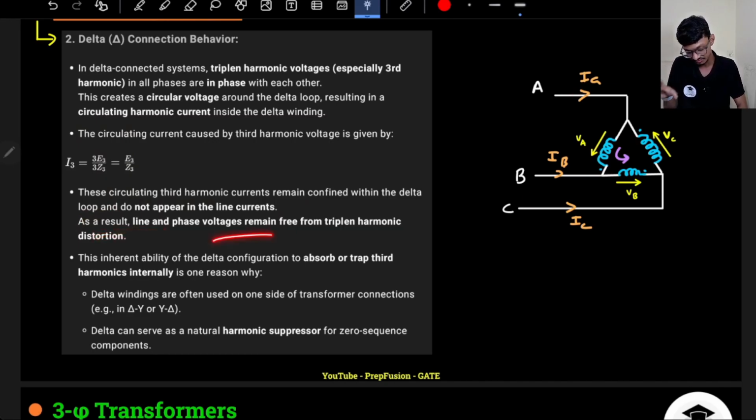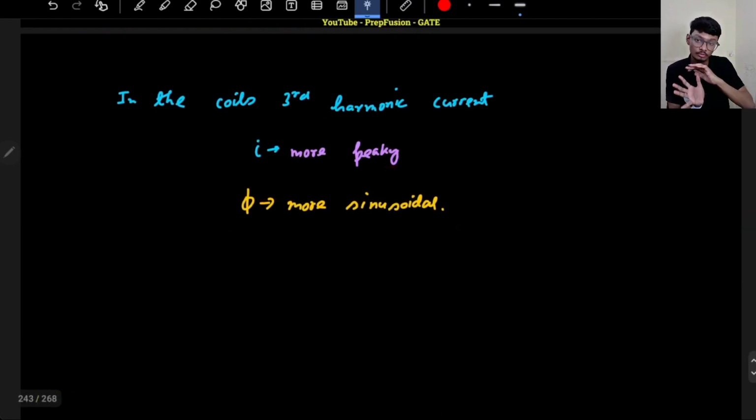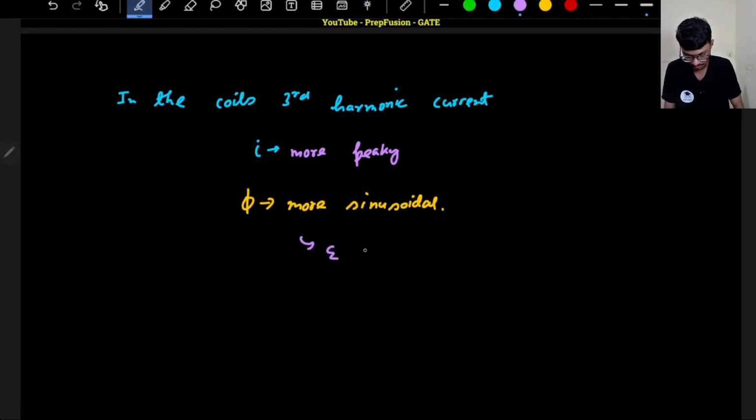As a result, the line and phase voltages remain free of the third harmonic, because what is induced EMF? As the flux is more sinusoidal, the induced EMF will also tend to be more sinusoidal, not purely sinusoidal, because if the induced EMF is purely sinusoidal, again there will not be any third harmonic current, right? How is it possible? But it will tend to be more sinusoidal. That is the main advantage, the main aim.